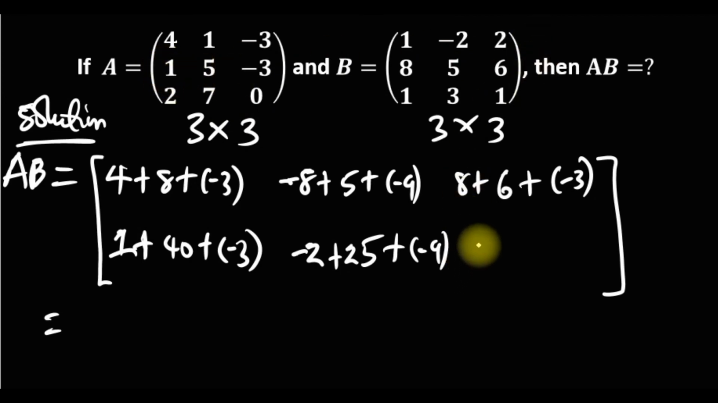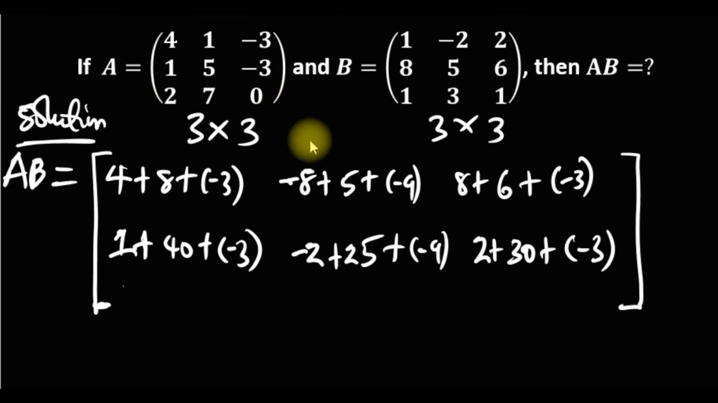So we'll move to the third column. 1 times 2 is 2. 5 times 6 is 30. Minus 3 times 1 is minus 3. So we are done with this second row. We'll move to the third row. 2 times 1 is 2. 7 times 8 is 56. Plus 0 times 1 is 0. So we are done. We'll move to the second column.